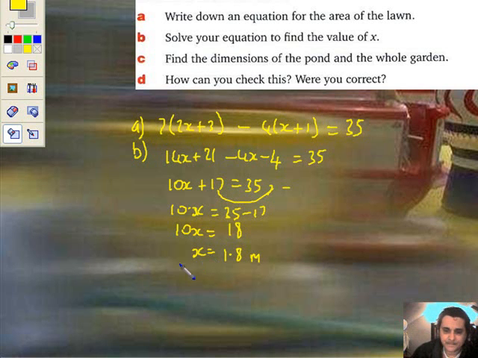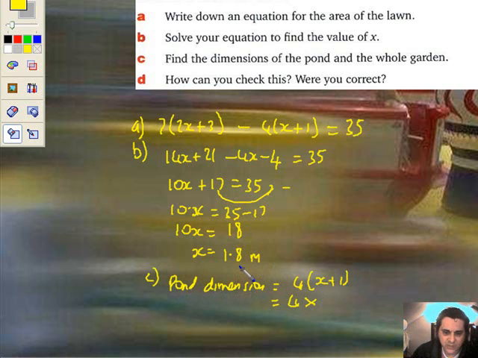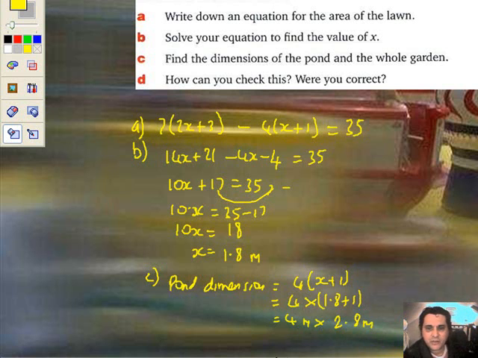Well, the pond's easy. So part C. Pond dimensions is going to be 4 by x plus 1, which is going to be 4 times, and of course the x is 1.8, so it's going to be 1.8 plus the 1, that's together, so it's going to be 4 meters by 2.8 meters. Right, that's the dimensions of the pond.